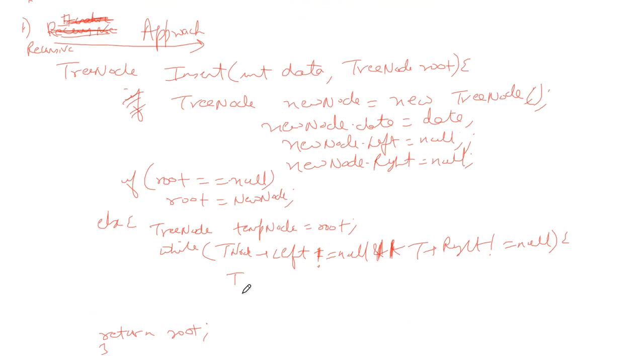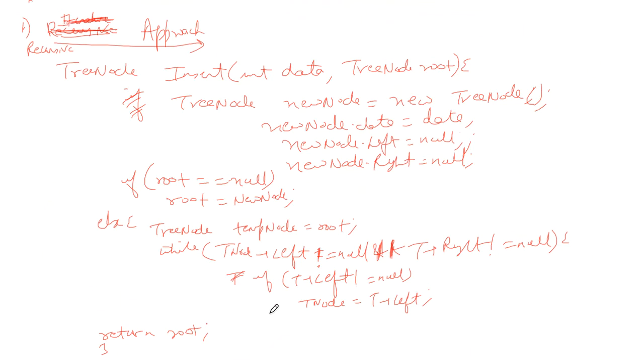This is becoming iterative. That's fine. Go for it. When one is null and the other is not null, you insert in the one which is null. If temp dot left is not equal to null, then temp dot left is equal to the new node. This is what you have to say. Yes, we are doing it.